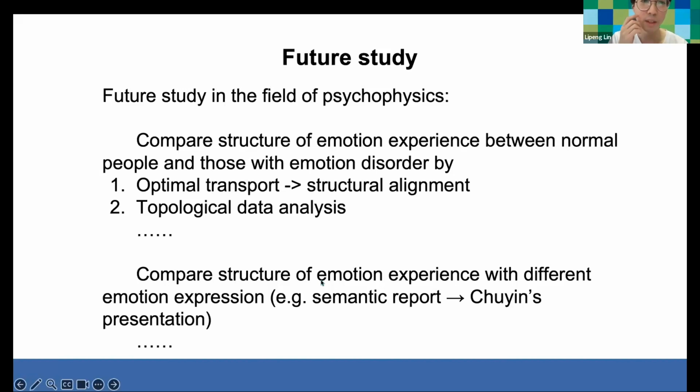For future studies in the field of psychophysics, we can compare whether there are differences in the shape of emotion experience of different cohorts. This can be done by optimal transport to test structural alignment and by topological data analysis to test the dimension information, or the number of dimensions. We can also compare whether there are differences in emotion experience collected in different ways, such as semantic report. Chu Wing, my co-supervisor, will talk about it in the following presentation.